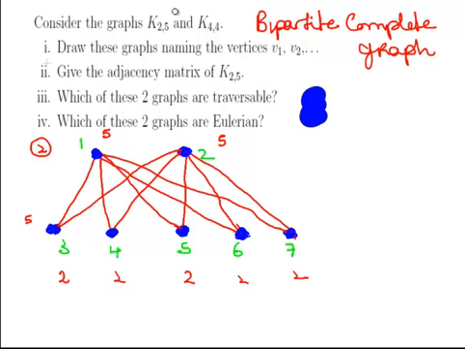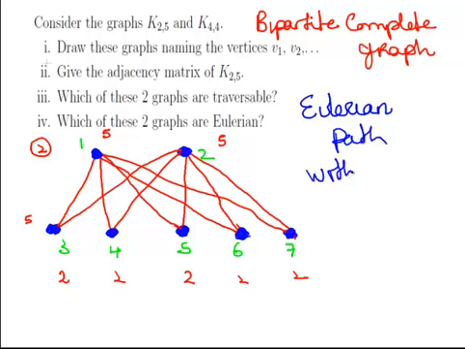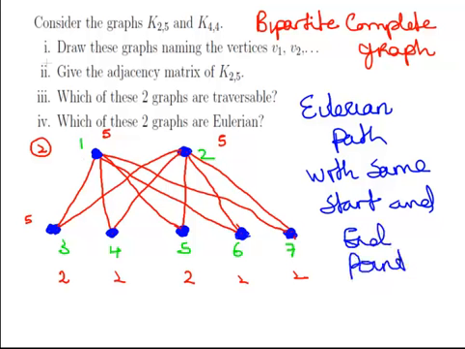Oops. That's my eraser there. An Eulerian circuit is an Eulerian path with the same start and end point. So it's a traversable graph, but it's not an Eulerian graph because I did not end up back at 1. Therefore, it did not contain an Eulerian circuit. I did not end up at my starting point, which is 1.